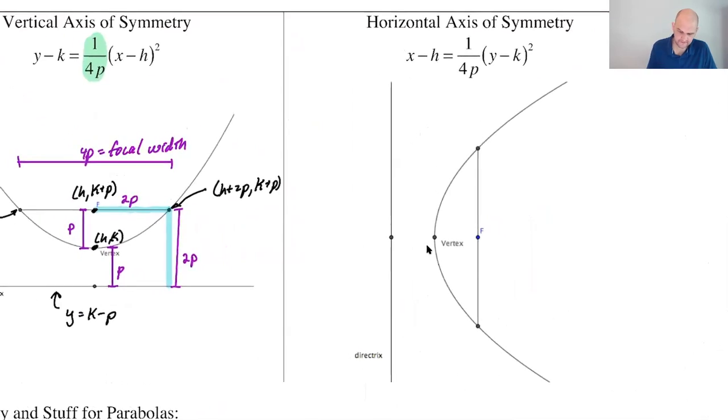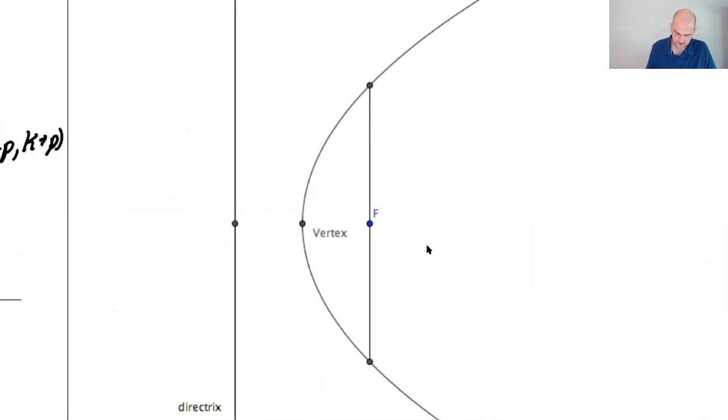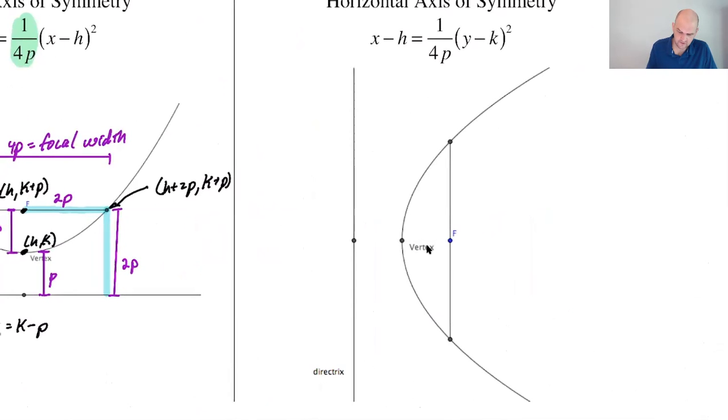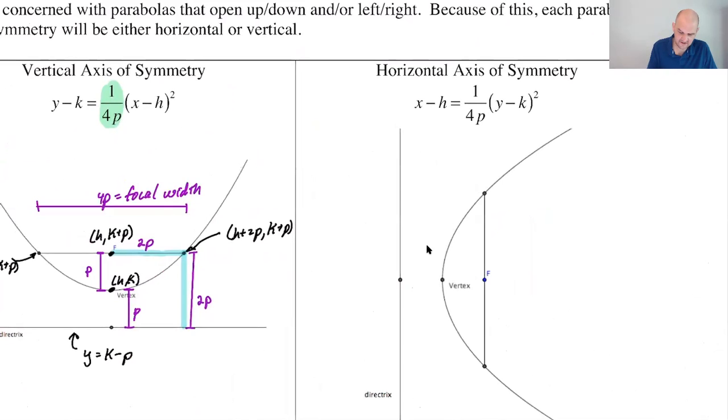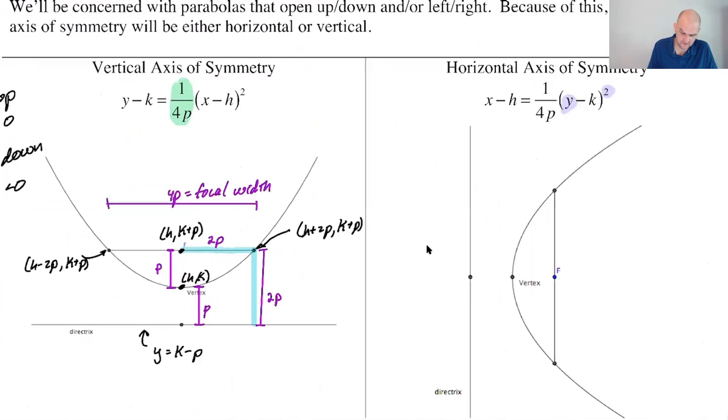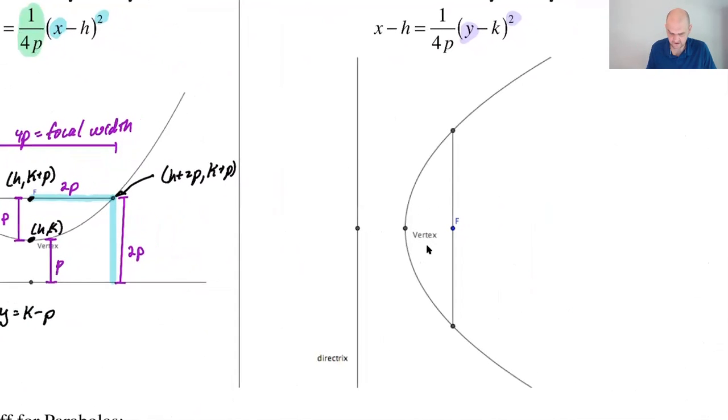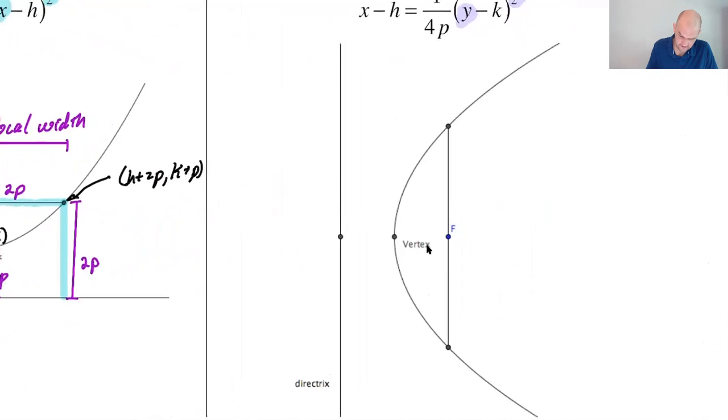Over here, same deal. So can we mark it all up? The key thing is what's being squared. For this, you see that it's y being squared, so it opens left, right. Over here, it was x being squared, so it opens up, down. These are things that you need to know. That's probably the most important thing in terms of quickly identifying stuff. Our vertex is h, k.